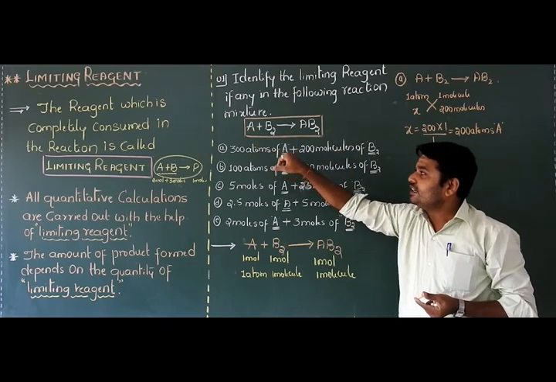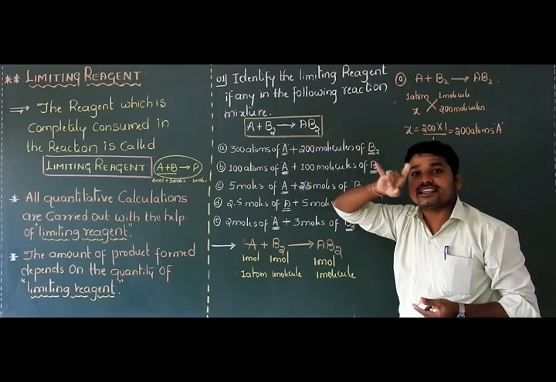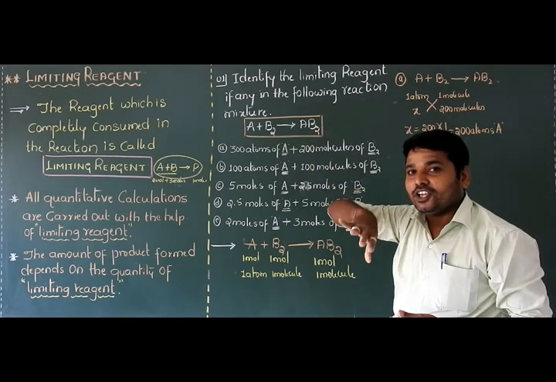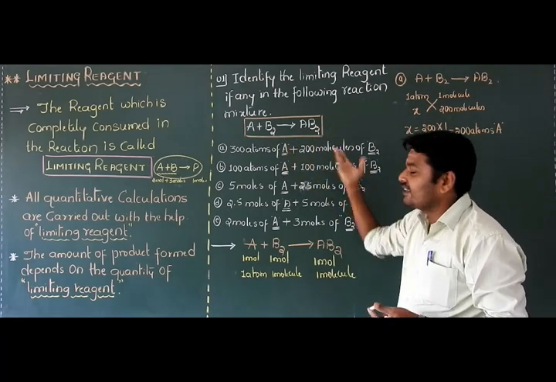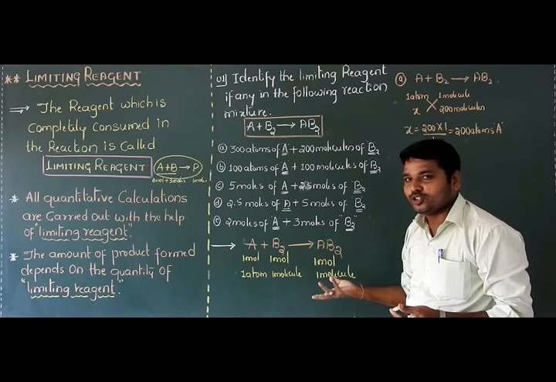This A is called an excess reagent. If you find excess, the other one is nothing but the limiting reagent.